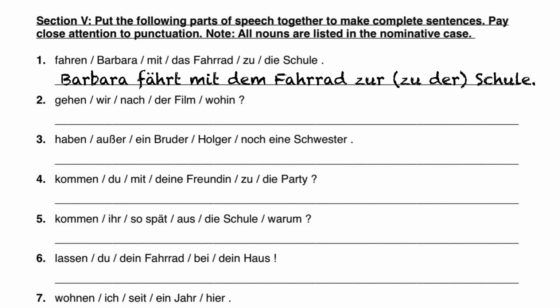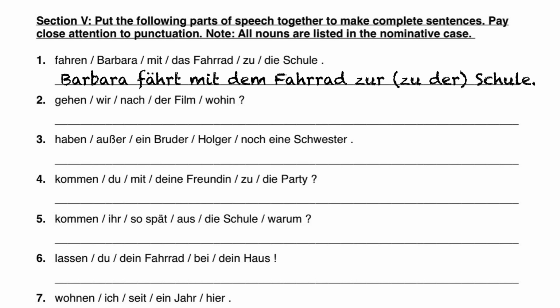We have a question mark at the end of the next one, which means that we have to have a question. Since we have the word wohin, we're going to start with that, which is to where. And then we want to say the question, to where are we going after the film? Wir is our subject, so we have our conjugated form of gehen that goes with wir, which is gehen. Since we have our verb in the first position here, we have to have our subject directly after that, which would be wir.